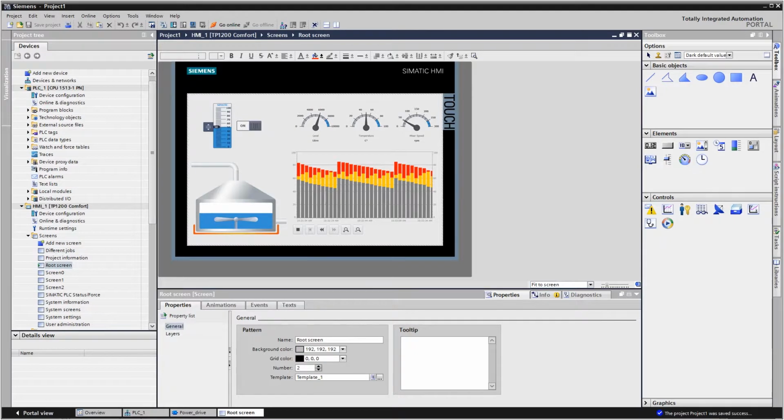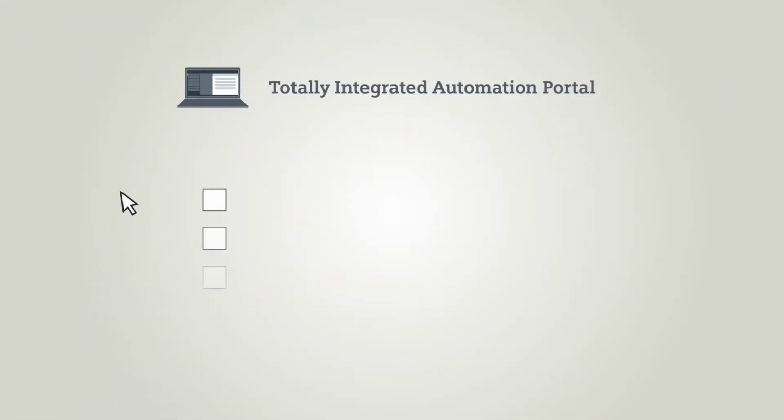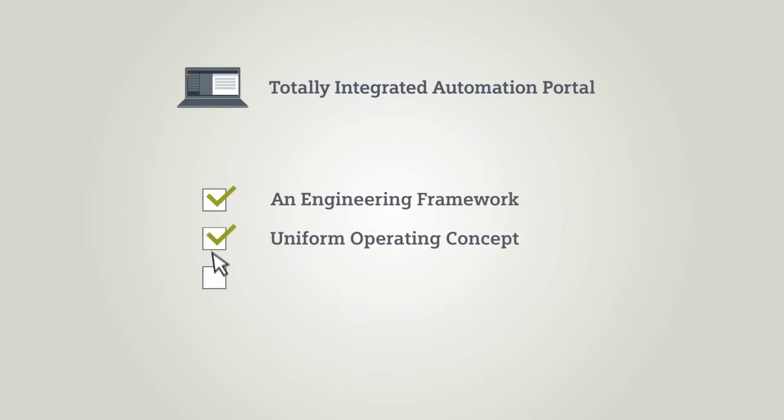That wraps up this presentation of the TIA portal, its interface and, above all, how to use this convenient tool. And as you've seen, the TIA portal is an engineering framework for all automation tasks. It offers a uniform operating concept and enables a customized window layout. The TIA portal offers everything you need for efficient engineering, for beginners and professionals alike.